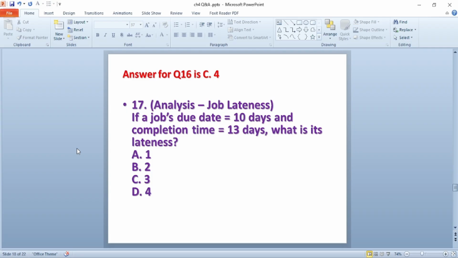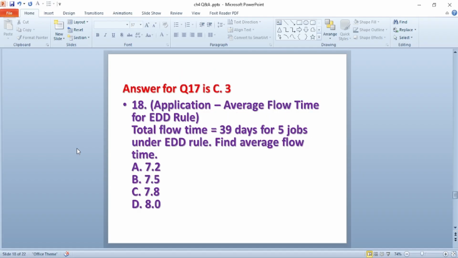Question number 17. If a job due date is 10 and the completion time is 13 days, what is its lateness? The answer for this question is C, 3, deducting the due date from the completion time.